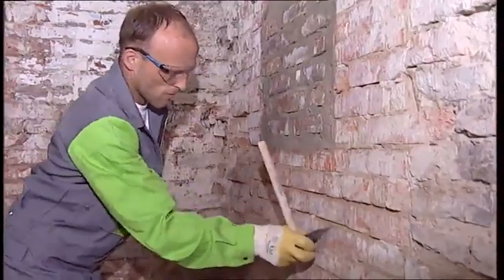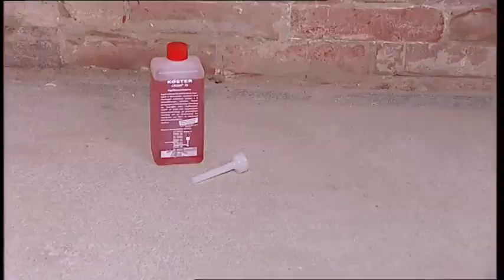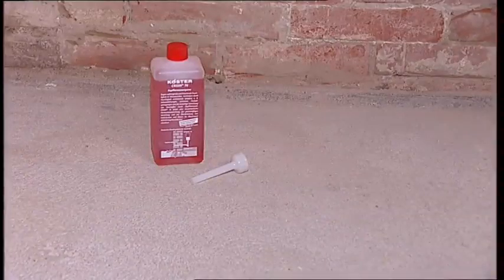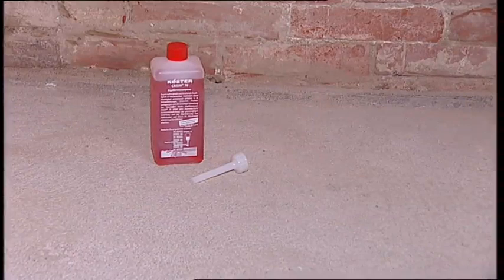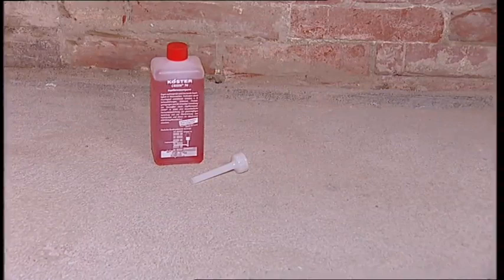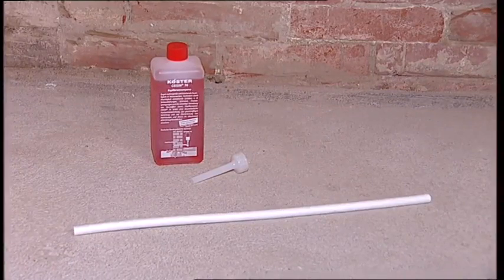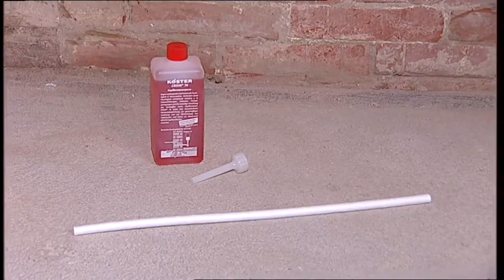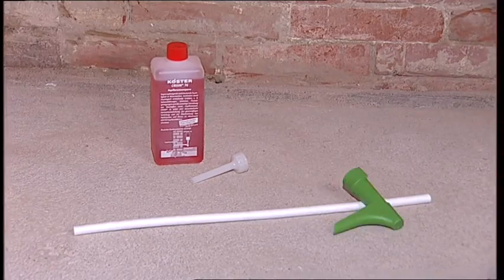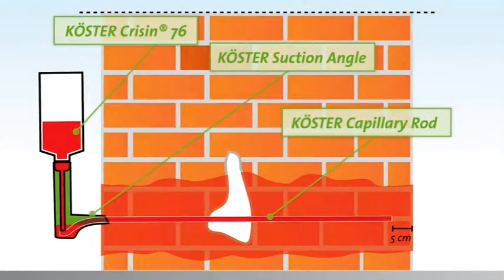The system consists of the following components: KOESTER Crisin 76, a low-viscosity thin liquid resin that penetrates the wall and makes it water impermeable and repellent. KOESTER capillary rods for a pressureless injection distribution into the smallest capillary pores. KOESTER suction angles. The KOESTER Crisin 76 is applied using the suction angles. The fluid is only dispersed into the wall where the capillary rods have contact to the drill hole.